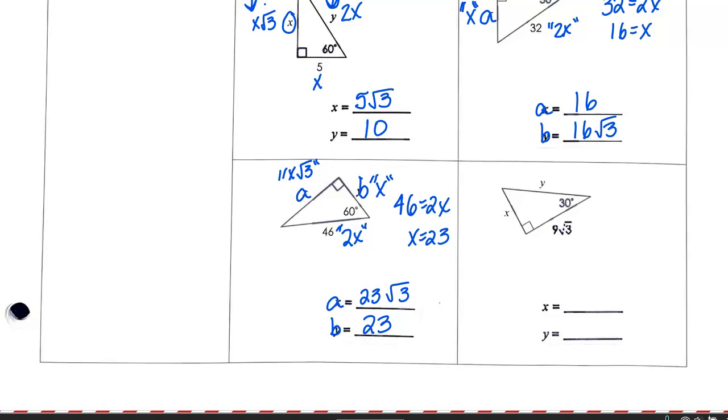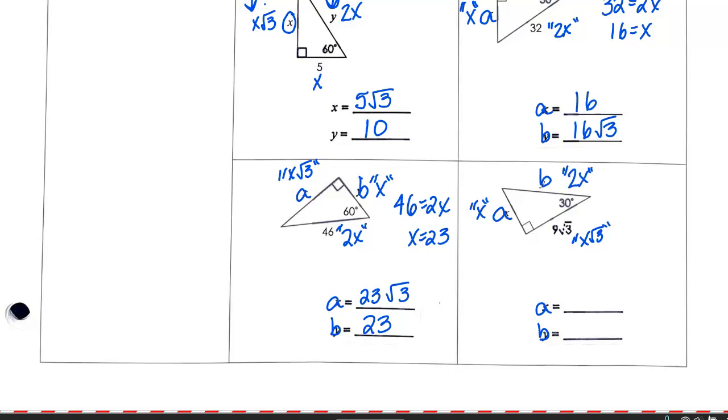All right, let's do a little bit harder one. Again, let's change this to A, B. Okay, across from 30 degrees is our X. Across from 60 degrees is our X square root of 3. And across from the hypotenuse, or 90 degrees, is 2X.